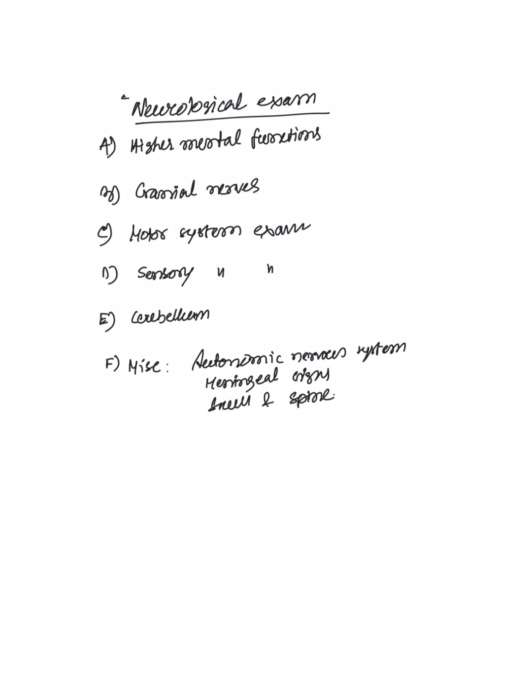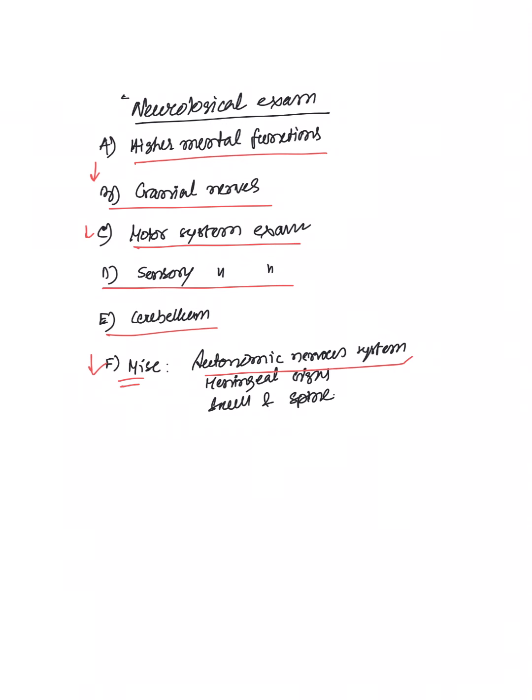See, in final year of MBBS or during post-graduation course, one of the difficult system examinations we had to face is the examination of nervous system in a patient. The examination is done on following points. Number one, higher mental functions, then cranial nerves, then motor system examination, sensory system examination, cerebellum, and at last miscellaneous like autonomic nervous system examination, meningeal signs, and skull and spine.